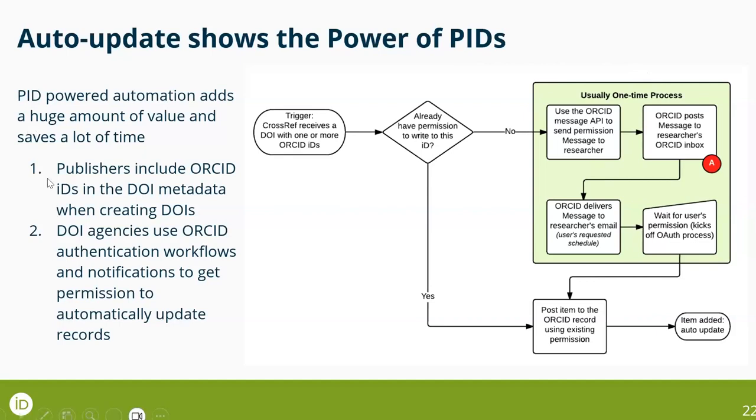Basically, publishers include the ORCID ID as a part of the DOI metadata when creating DOIs, and DOI agencies will contact researchers, and then researchers grant permissions to those DOI agencies. And in the future, when new publications or new data sets are registered with DOIs, that information will be automatically added to researchers' ORCID profiles.